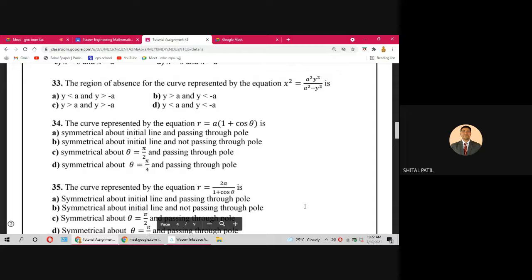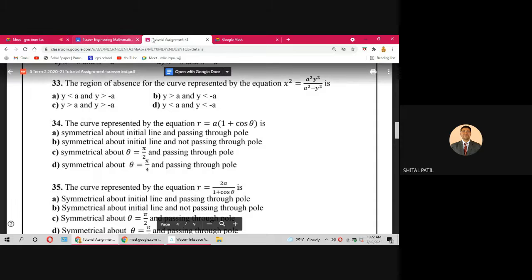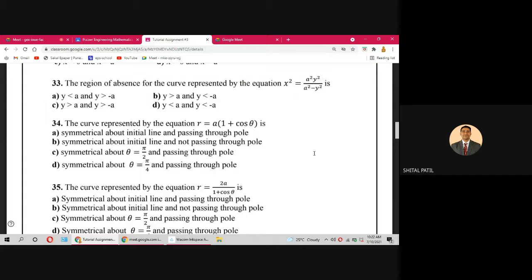The curve represented by the equation r equal to a(1 plus cos theta). Whose equation is this? किसका इक्वेशन है ये? कार्डियोइड का इक्वेशन है, राइट? सो इफ आई रिप्लेस theta by minus theta, no change. Cos of minus theta is cos theta, therefore. But if I replace r by minus r, there is change. If I replace r by minus r, theta by minus theta, there is change.